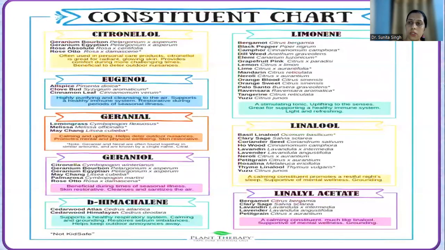We have eugenol also. It is a phenolic component present in clove bud and cinnamon leaf. It supports a healthy immune system. And we have linalool found in basil, clary sage, lavandin, lavender, and neroli, and linalool acetate, having an ester group, is found in petitgrain, lavender, clary sage, and bergamot. So these are some of the major components found in different plants.